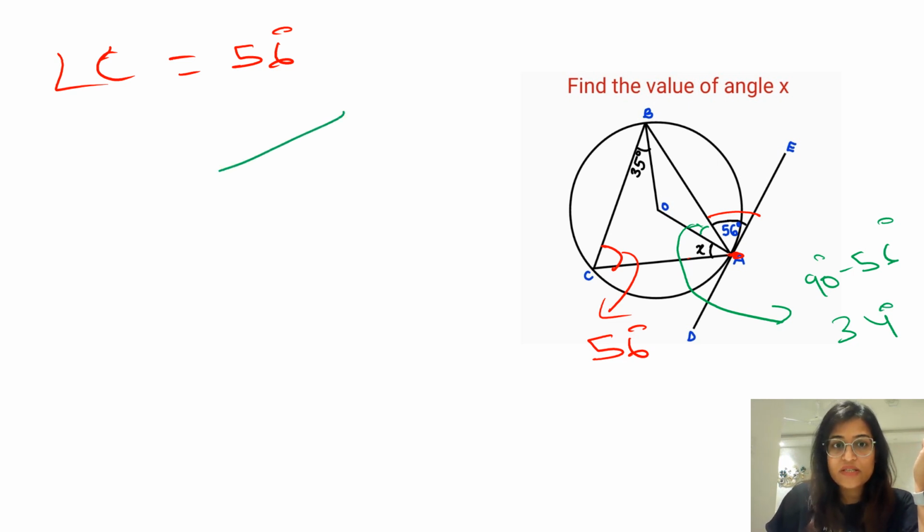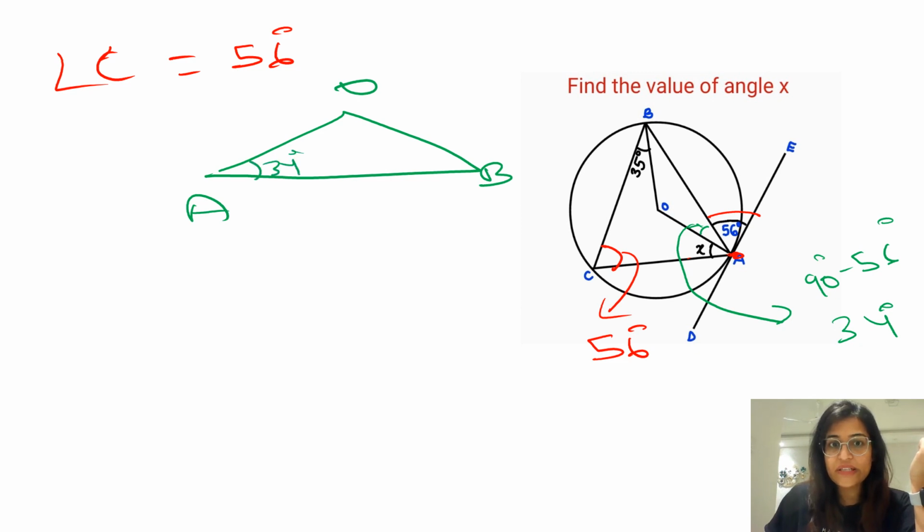If I talk about this tiny triangle OBA, this point is A. If this angle is 34, definitely this angle is also going to be 34, because OA and OB are the radii. So this angle is going to be 34 degrees.